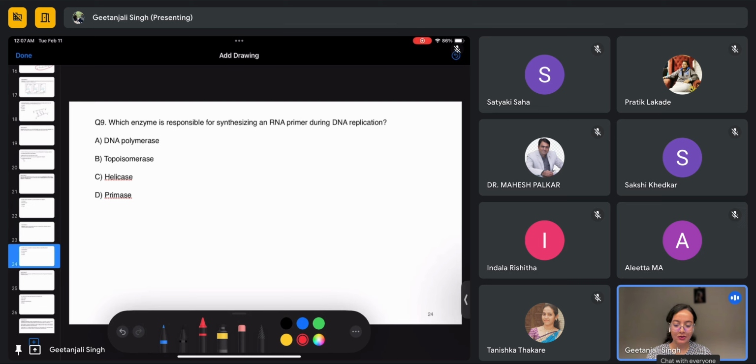Which enzyme is responsible for synthesizing an RNA primer during DNA replication? Yes, perfect. We know DNA polymerase synthesizes the complementary DNA strand. Topoisomerase is involved in cleaving and supercoiling. Helicase is responsible for unwinding the double helix. Yeah, perfect. The correct answer is primase. Let's move on to the next question.